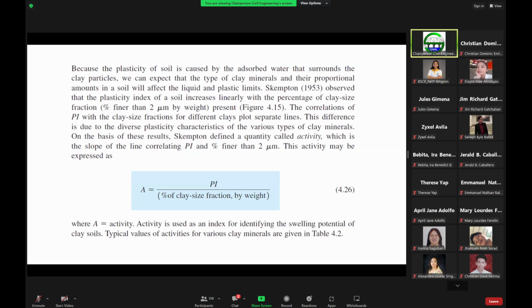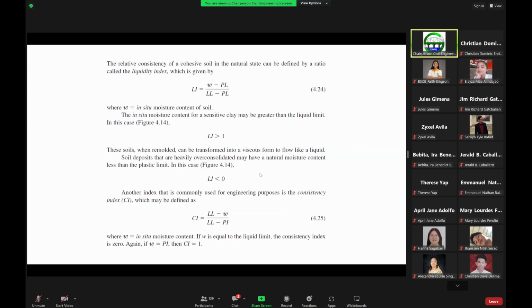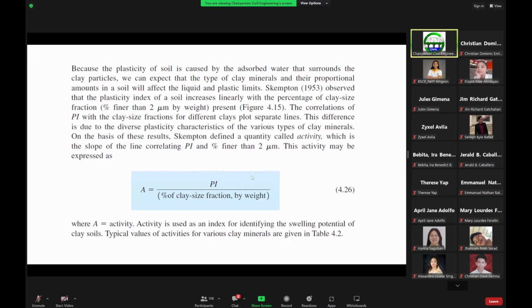Then we also try to check, even if it is above the groundwater level, the active zone, where you have very high changes in the moisture content, which can be plotted using the liquidity index, this one here. And then we also check for the activity of the soil sample. So we try to calculate this activity.